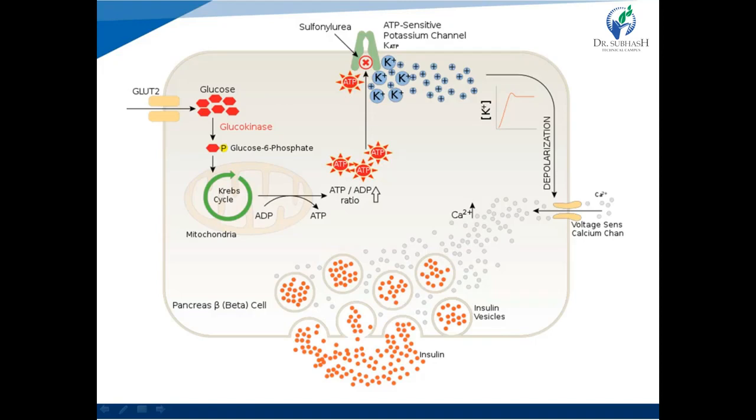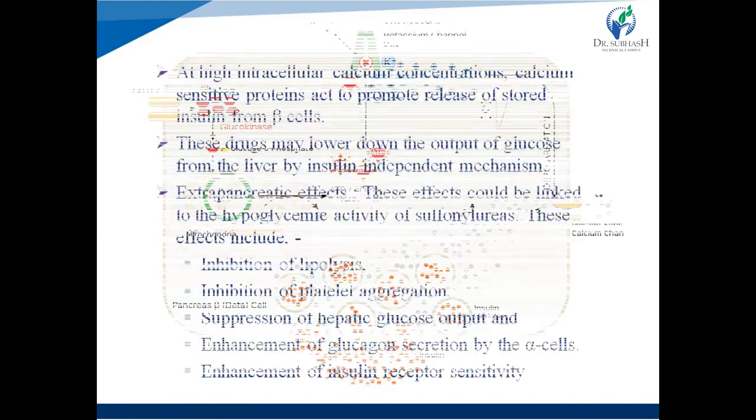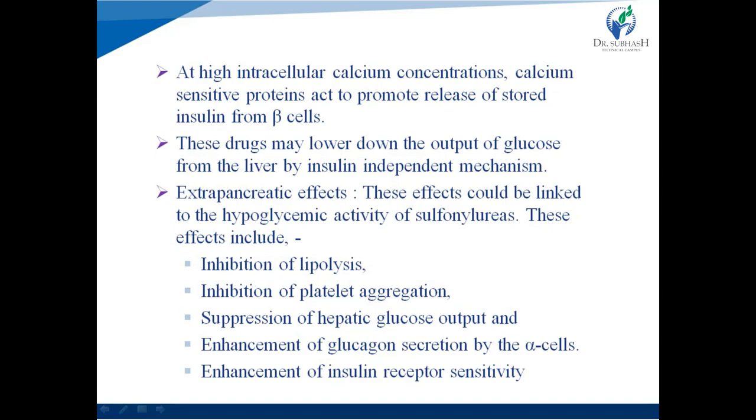This depolarization activates the voltage sensitive calcium channel, and through this channel calcium enters the cell, and this enhanced intracellular calcium concentration activates the protein, and this protein causes the release of insulin from the stored vesicles. Insulin is released from the stored insulin vesicles, and thus sulphonylurea enhances the secretion of insulin. This is the effect of sulphonylurea in the pancreatic beta cell.